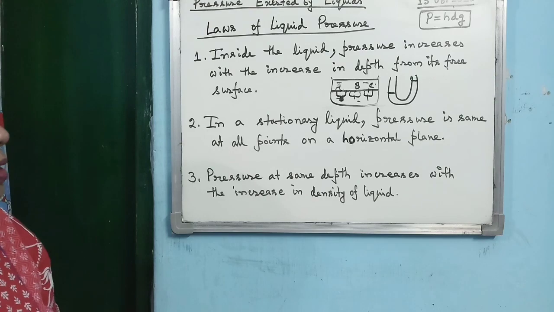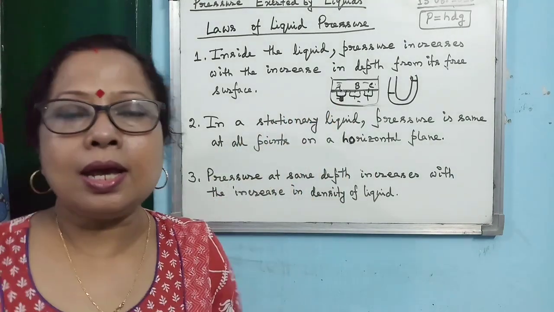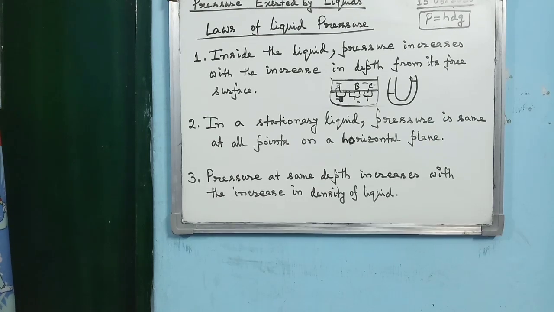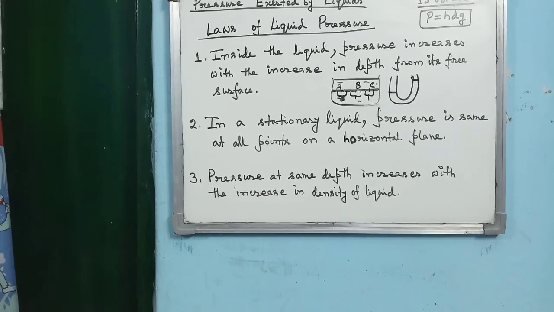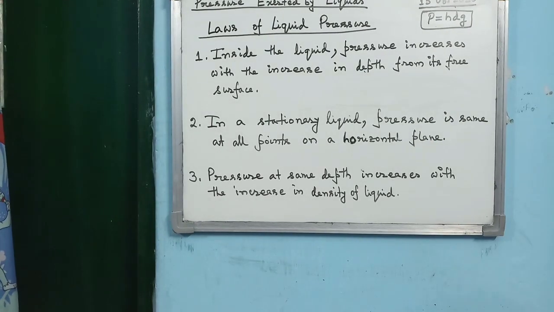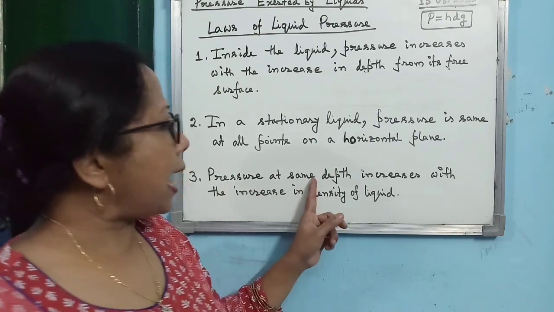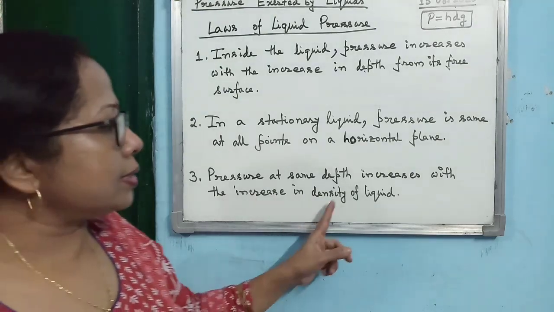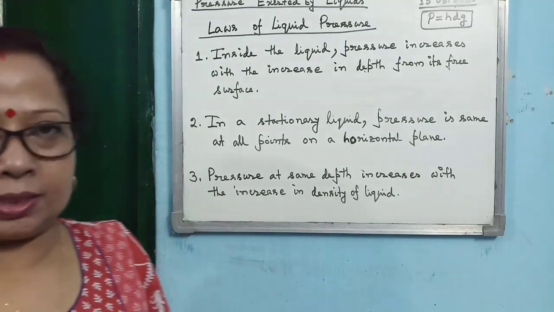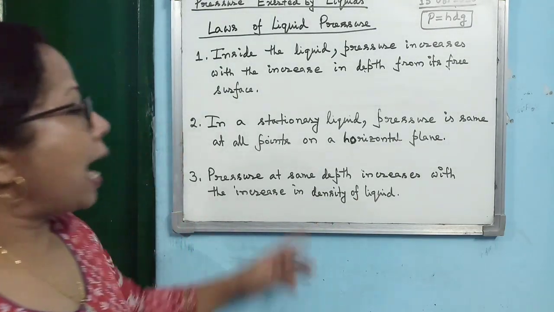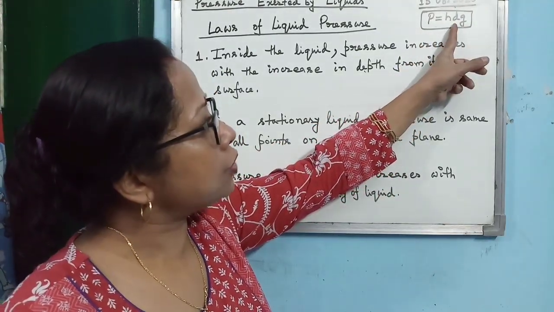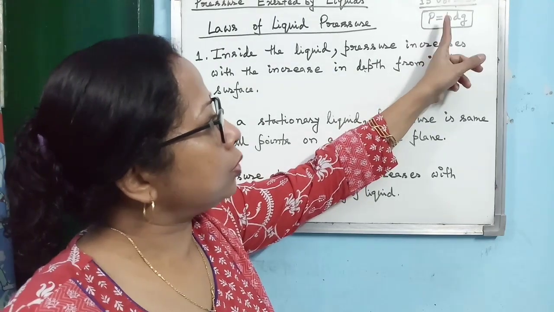Alright, so this is the way one can verify by using a manometer and a liquid in a container, the second law. Then the third law of liquid pressure is that pressure at the same depth increases with the increase in density of the liquid. So how can you verify this? Theoretically, you can verify from the formula that pressure is equal to H into D into G.